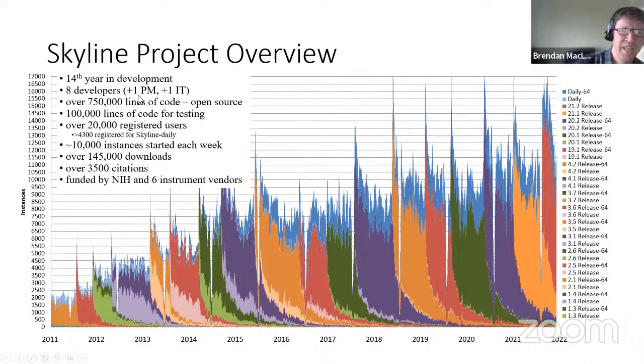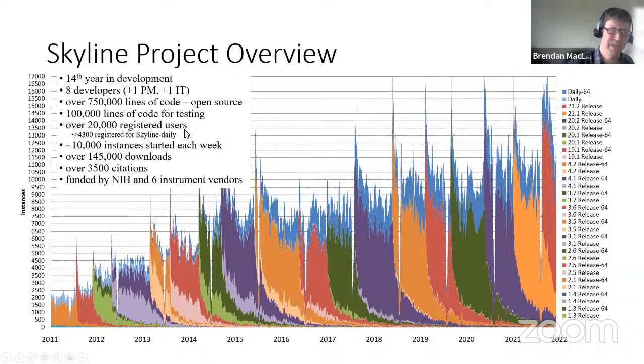We have 8 developers now, and then a project manager and 1 person focused on IT, keeping the Panorama server and all of our servers healthy, and doing a lot of the background IT work that is now necessary to keep Skyline and its infrastructure alive. Skyline itself has over 750,000 lines of C# code, not including the ProteoWizard code that we use as well. It's all open source, and you could go read the code if you want. There are 100,000 lines of code dedicated to testing. We do a lot of automated testing, and that's how we try very hard to ensure that we never break things, and you can always rely on the results you're getting out of Skyline.